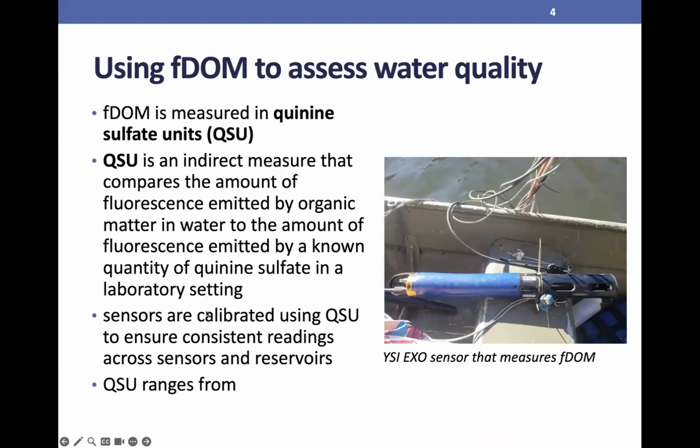FDOM is measured in quinine sulfate units, or QSU. QSU is an indirect measure that compares the amount of fluorescence emitted by organic matter in water to the amount of fluorescence emitted by a known quantity of quinine sulfate in a laboratory setting. Sensors are calibrated using QSU to ensure consistent readings across sensors and reservoirs.